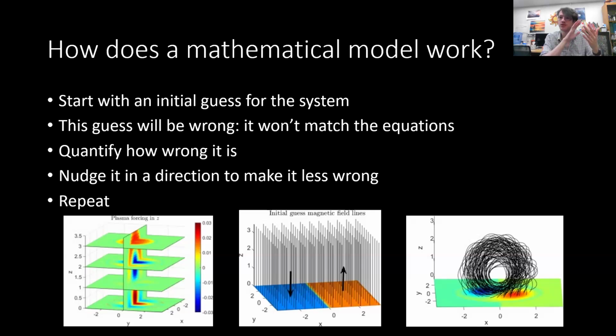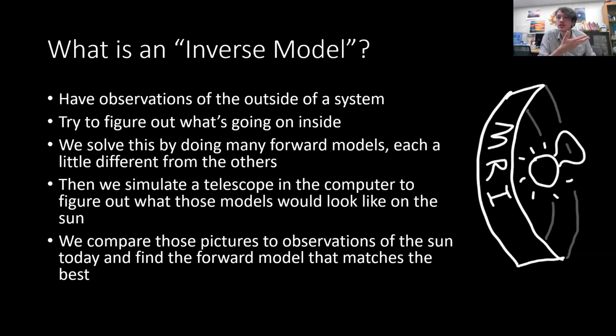And that way we can change from this initial guess, which is not right. It does not look like it's going to match the plasma that we have, the force, the pressure, the gases that we have. And we sort of nudge it until it looks more like a magnetic field that is consistent, that's realistic, that could exist on the sun. So that's a forward model.